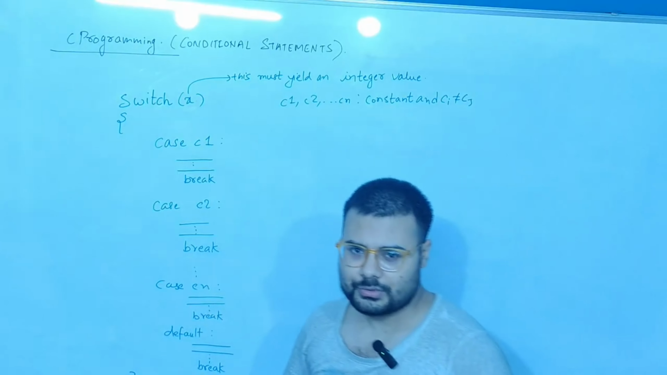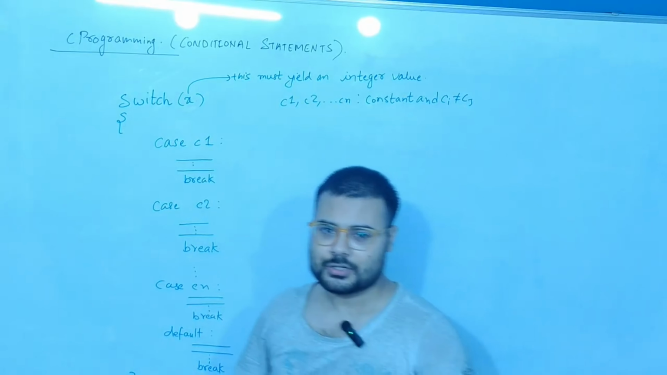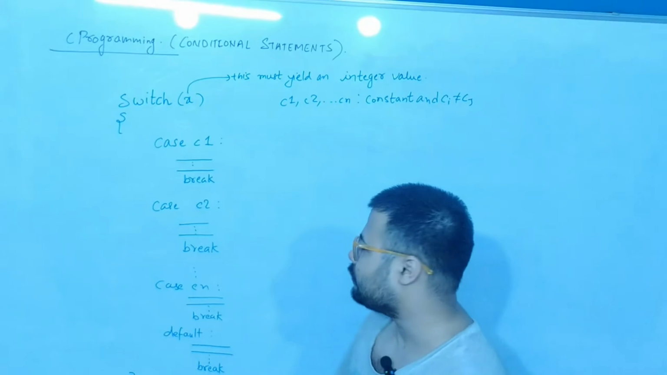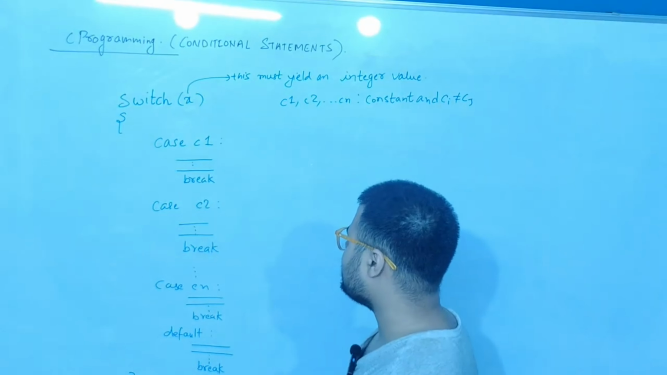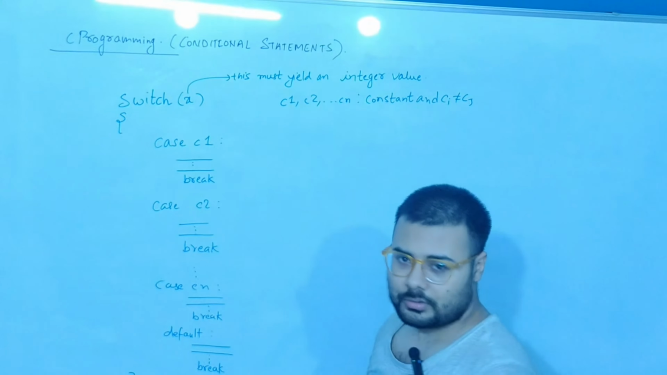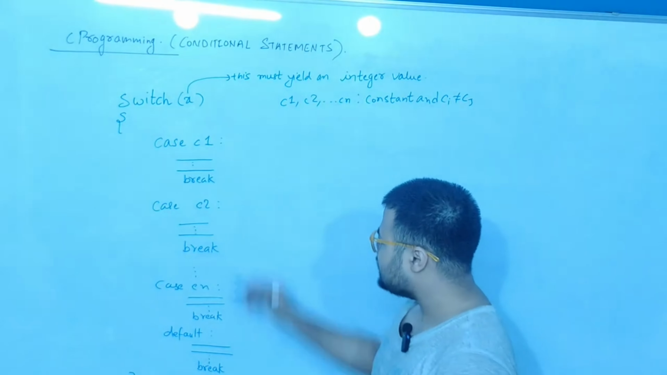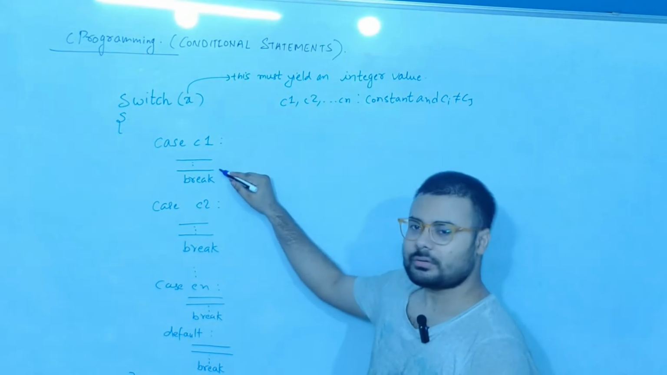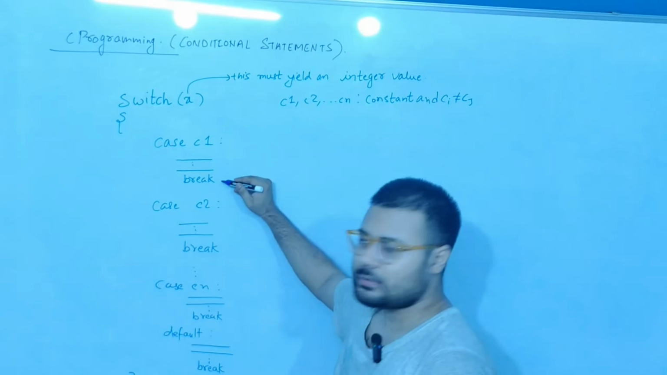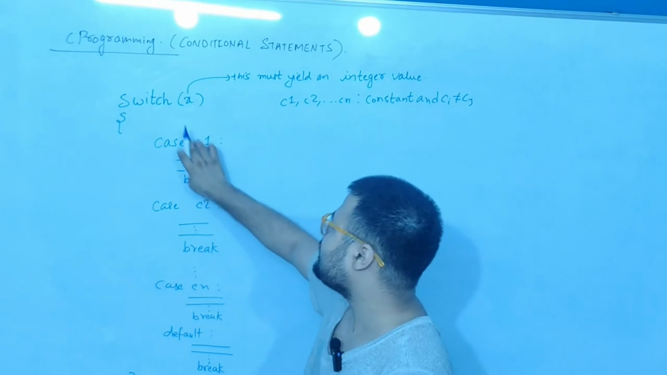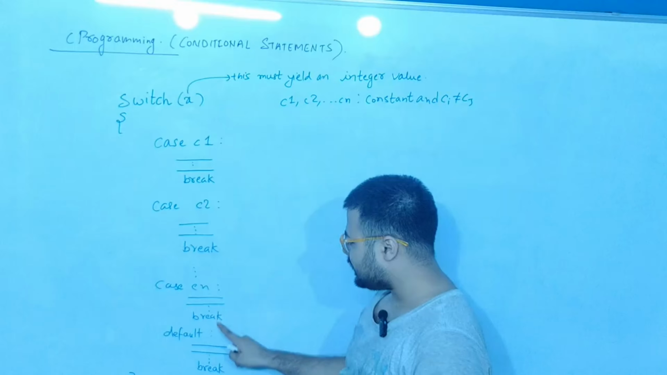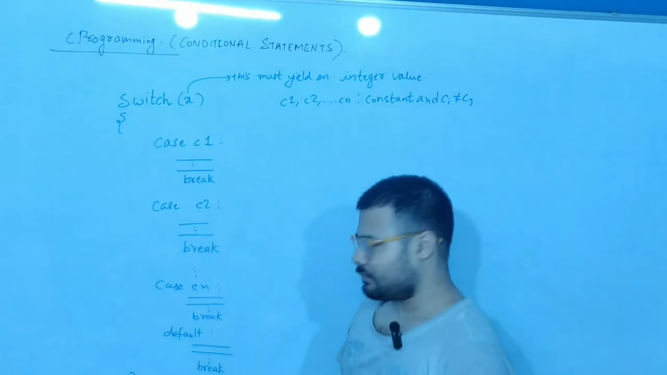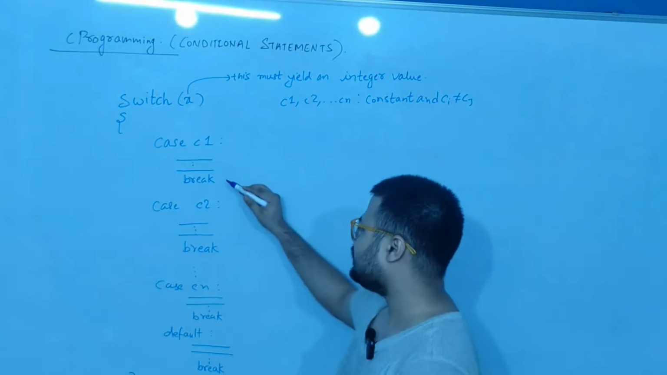Now let's look at the switch statements. This is another conditional statement in the C programming language. So this is the format of switch statements. You have many cases, and these are the statements that will be executed if C1 matches with X. Note here these are the break statements. We will see why we have break here.